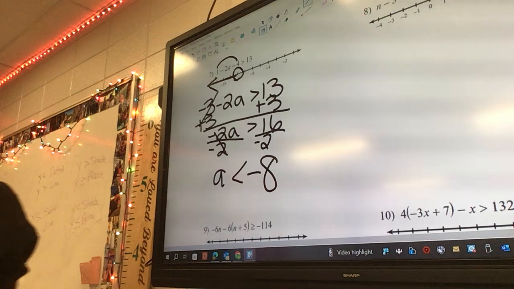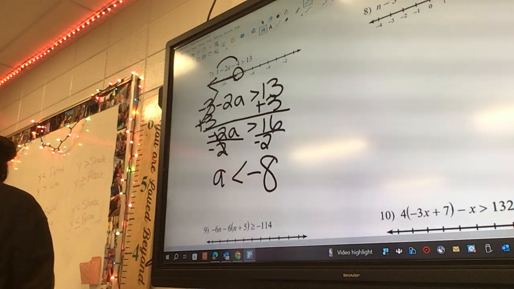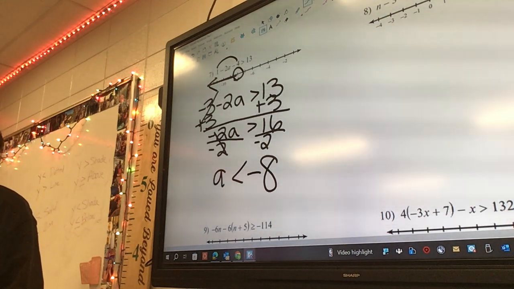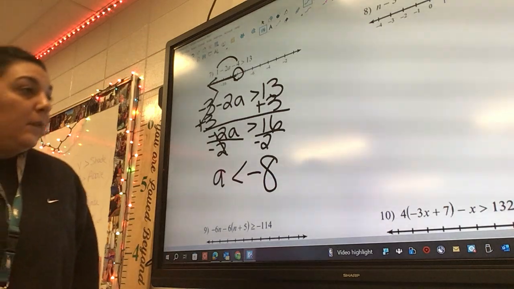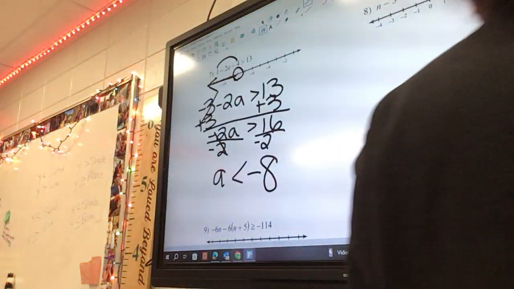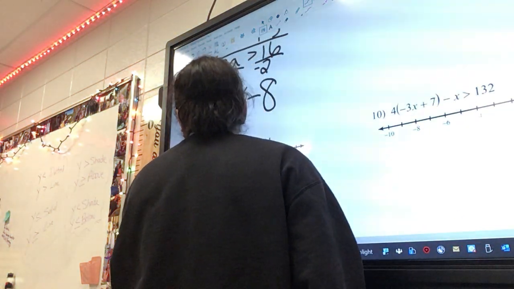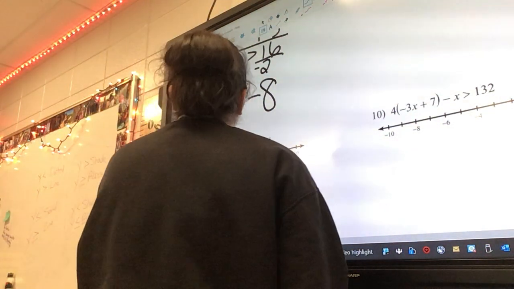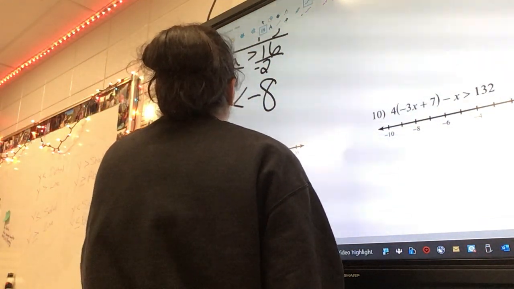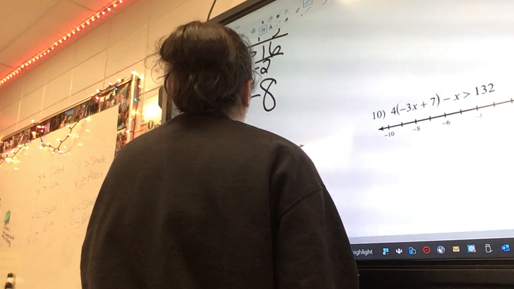Okay, number 9, what needs done first? Distribute. Why do we know it's distribute first? Because the parentheses tell us distribute first. So we're going to have a negative 6n. Negative 6 times n is negative 6n. Negative 6 times 5 is negative 30.